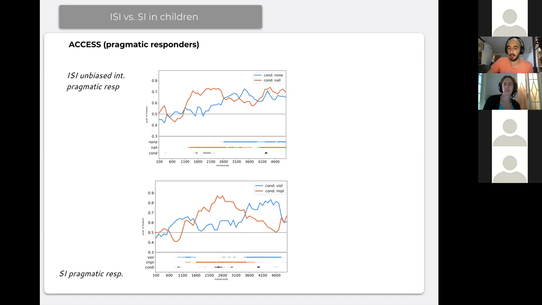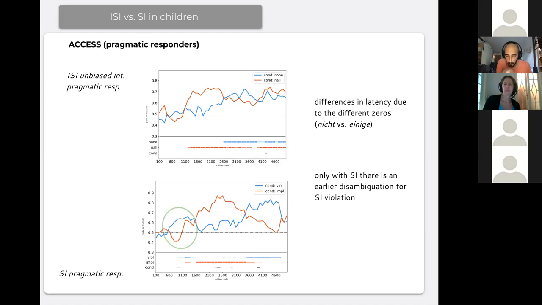However, if you look at it closely, in the direct scalar implicature experiment, they have this nice immediate superiority advantage effect for the implicature violation. So in the implicature violation, the blue line is significantly above the red line, and then you have an inversion of the lines.